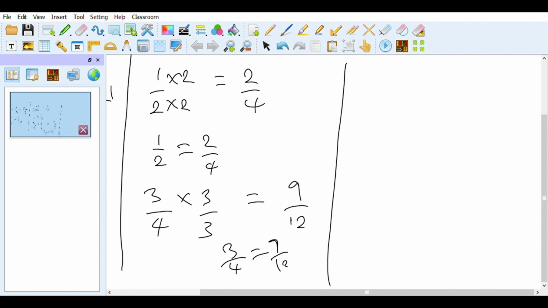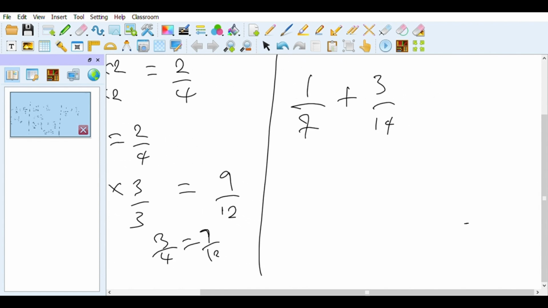Let's say we have 1 over 7 plus 3 over 14 and we want to solve. One way to do this is to make this 7 have a denominator of 14. Then we use the initial method to solve. So what do we need to multiply 7 with to get 14? We know that 7 times 2 is 14.